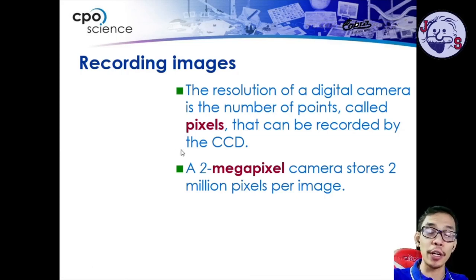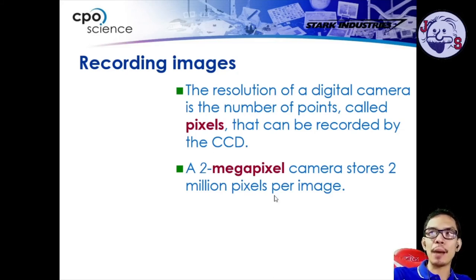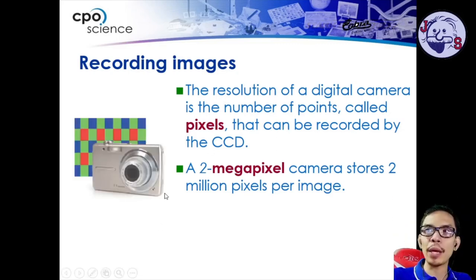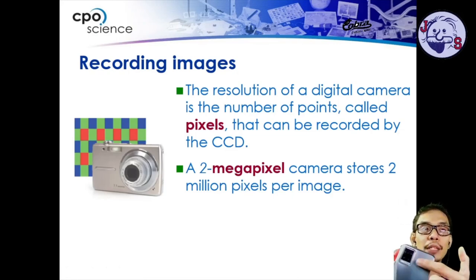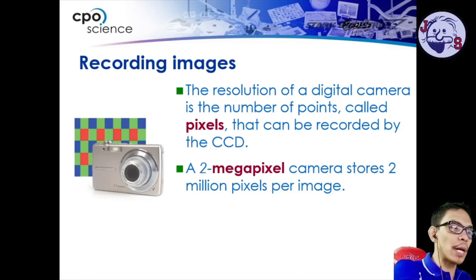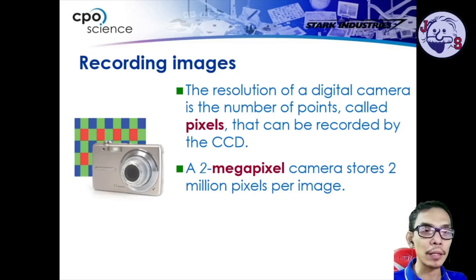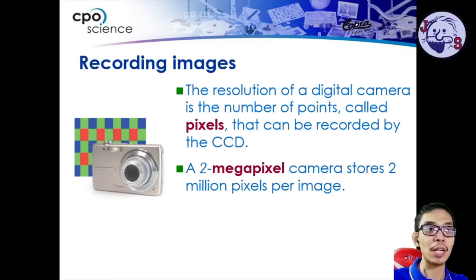or in your monitor is called resolution. Again, resolution is the total number of pixels found in your image or monitor. Here we have a 2-megapixel camera, but nowadays we have cameras with more than 2 megapixels. The one that I have right here is 64 megapixels, which means it contains 64 million pixels in an image once you use this camera. Some cameras have even higher than 64.